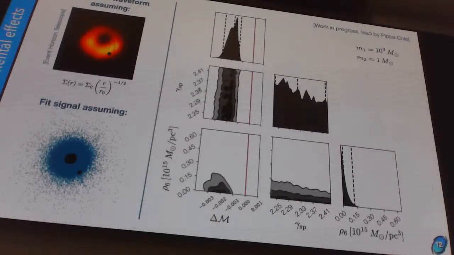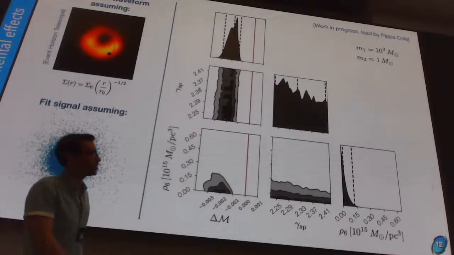Another question that we get a lot is, can you distinguish this from other environmental effects? Okay, like I said, black holes like to gather stuff around them. In some cases, they have pretty dense accretion disks. And so what we did was we generated some waveforms, assuming that you have this dense accretion disk, which also produces some kind of dephasing. You try and fit that data, fit the waveform using a dark matter spike.